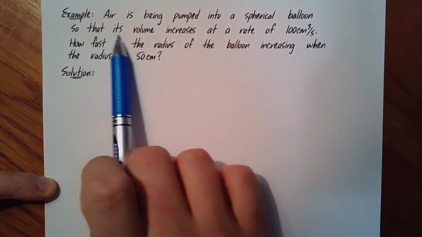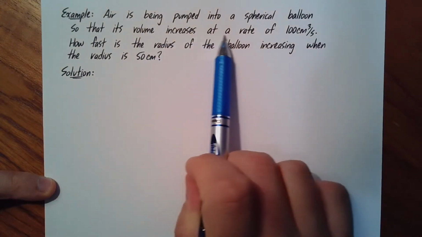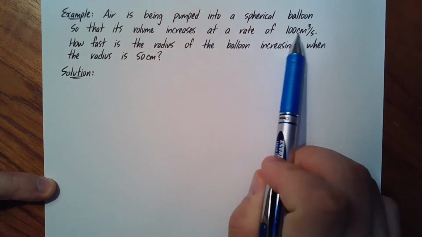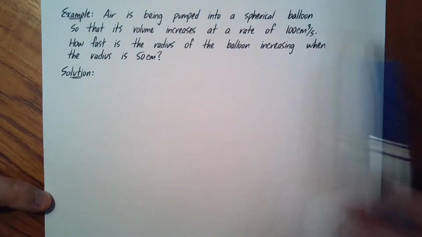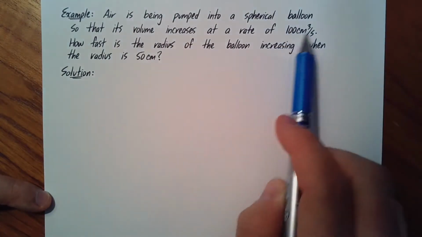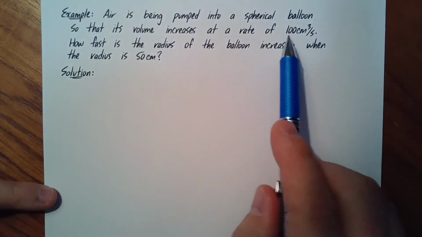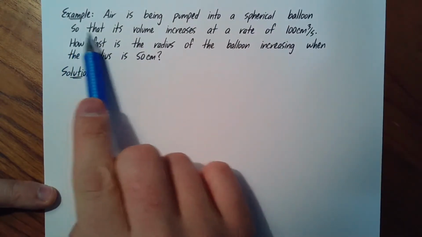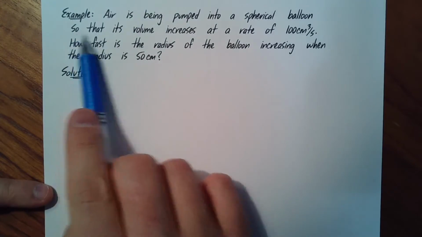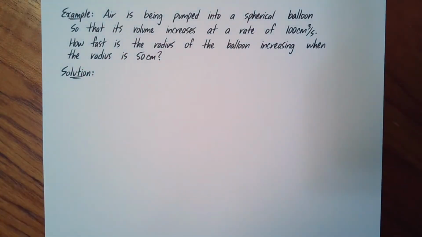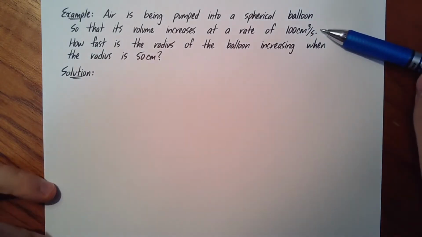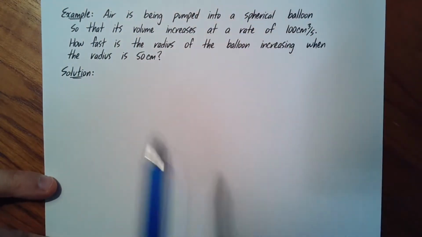But the purpose of these words is to say that the volume increases at a rate of 100 centimeters cubed per second. So forget about the actual number here, 100 centimeters cubed per second. The point is, air is being pumped into a spherical balloon and its volume is increasing, and we're told exactly how fast the volume is increasing. That's really all we need to take away from this right now. We can come back to the number later.